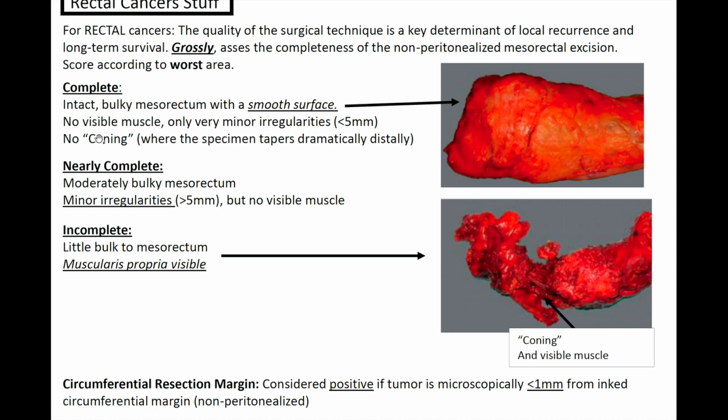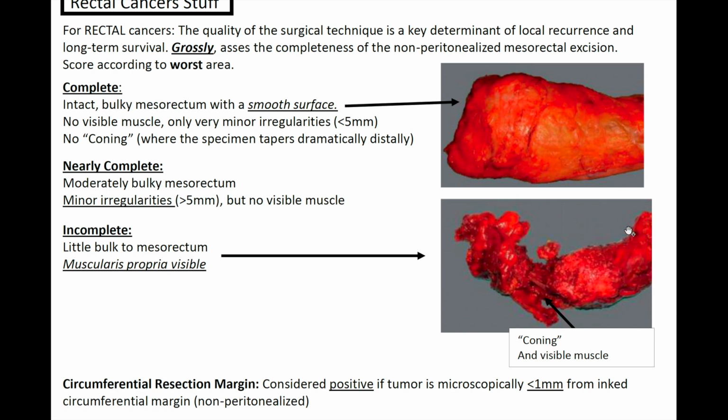so this is a complete mesorectal excision, excellent specimen. For nearly complete, you'll want to have moderately bulky mesorectum with minor irregularities but no visible muscle. And then for an incomplete excision, you want to have little bulk to mesorectum with muscularis propria visible. And here's an example of that coning and visible muscle. And that coning, as we discussed, was the specimen tapering dramatically distally. And that's what you don't want to see, but of course, the surgeon can only do what they can.